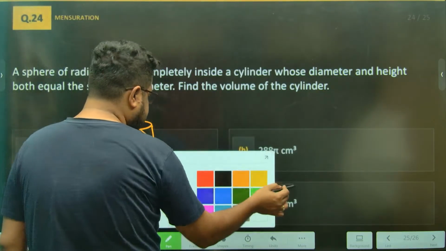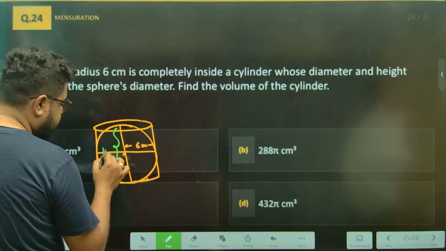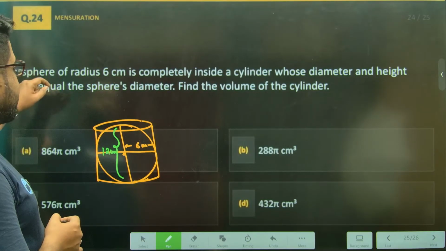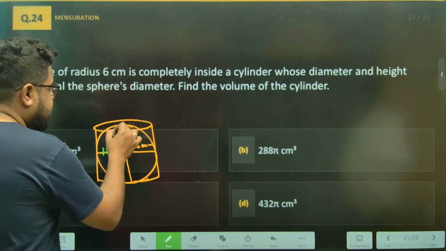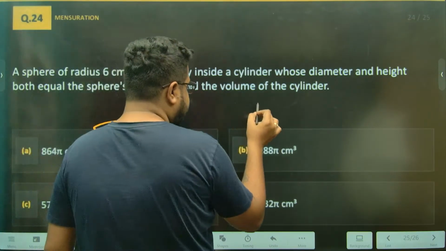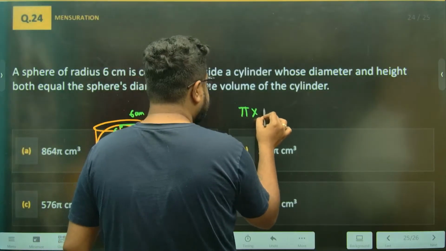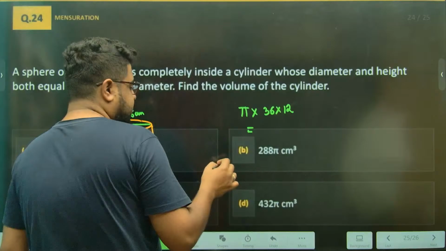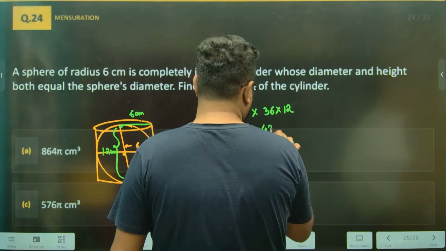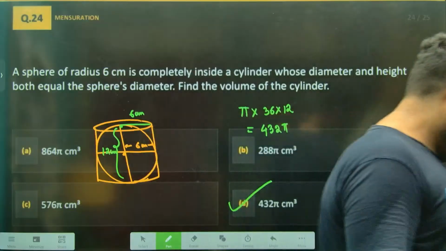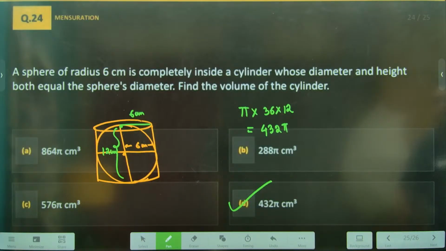So height will be how much? Height will be, sir, 12. Now they are saying both are equal to this. Acha, and radius of the cylinder will also be 6, sir. Volume of the cylinder will be pi r square h. Pi into r square is 36. H is 12, sir. So 360, 72, 432 pi, sir. Option D is the answer. Option number D is your correct answer.